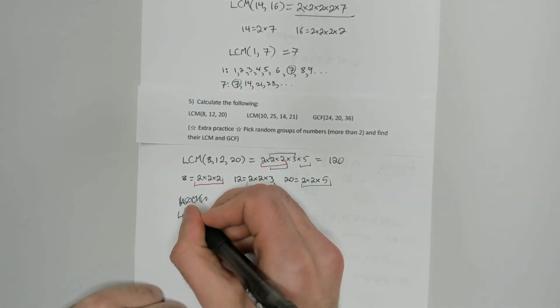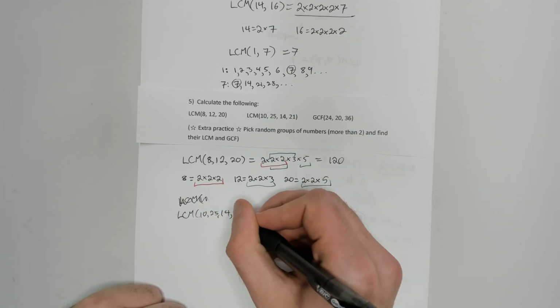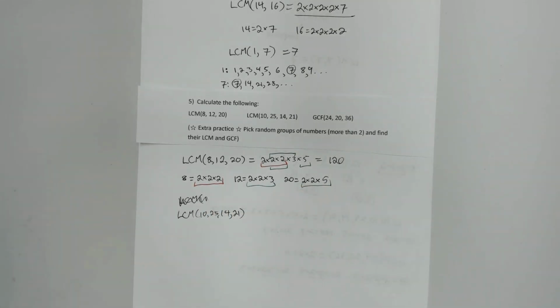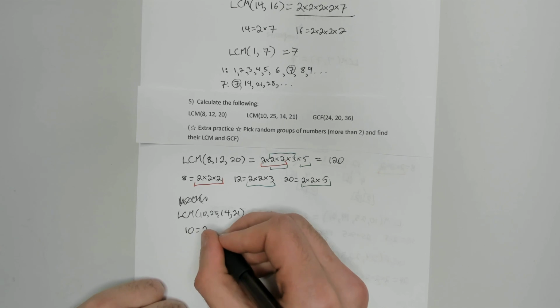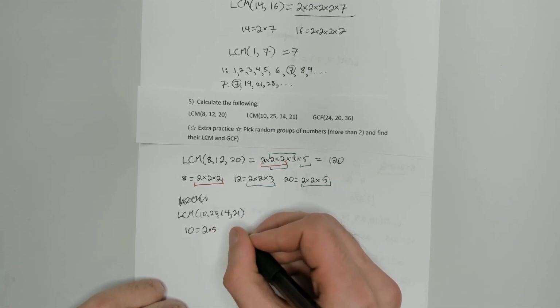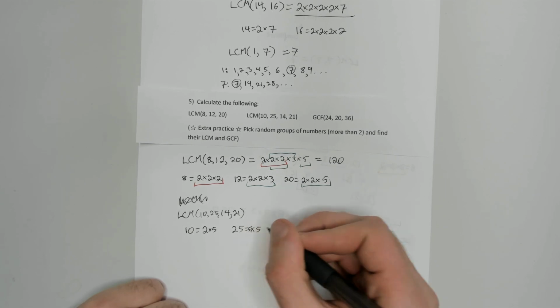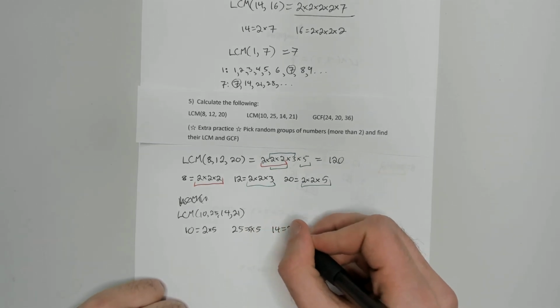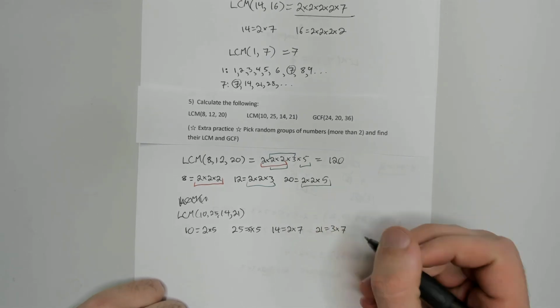Lowest common multiple of 10, 25, 14, and 21. So as you saw in the previous one, it's pretty much the same process, right? It's just there's some more numbers. So let's go ahead and find the prime factorizations of these. So we have 10 is 2 times 5, 25, that is 5 times 5, 14, that is 2 times 7, and 21, that is 3 times 7.